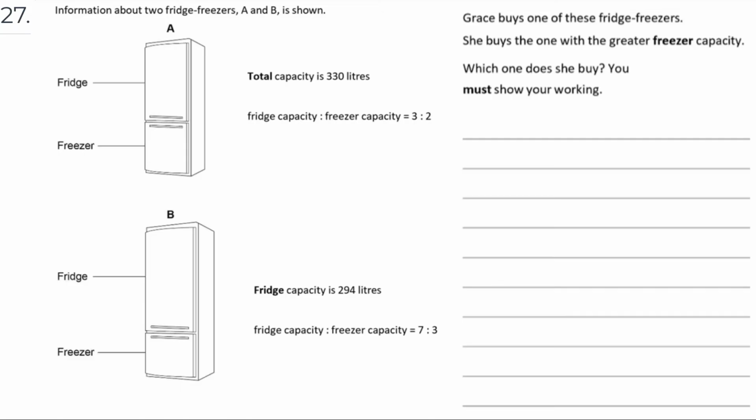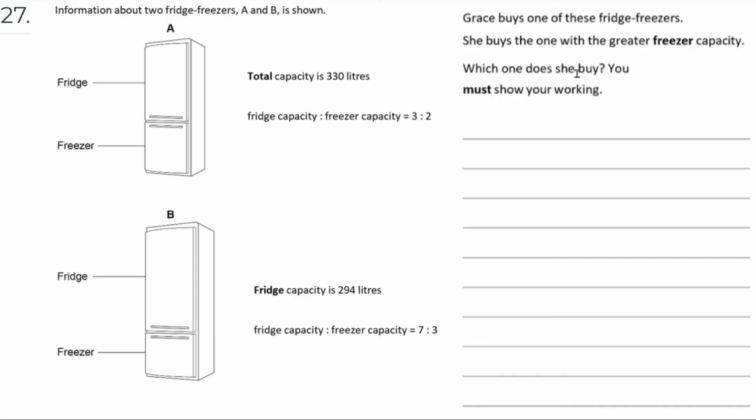Information about 2 fridge freezers, A and B, is shown. We've got fridge A, which is a fridge freezer, total capacity of 330 litres, and the fridge capacity to the freezer capacity is 3:2. And we've got fridge B. It's got a fridge capacity of 294, so slightly less. The fridge capacity to the freezer capacity is 7:3.